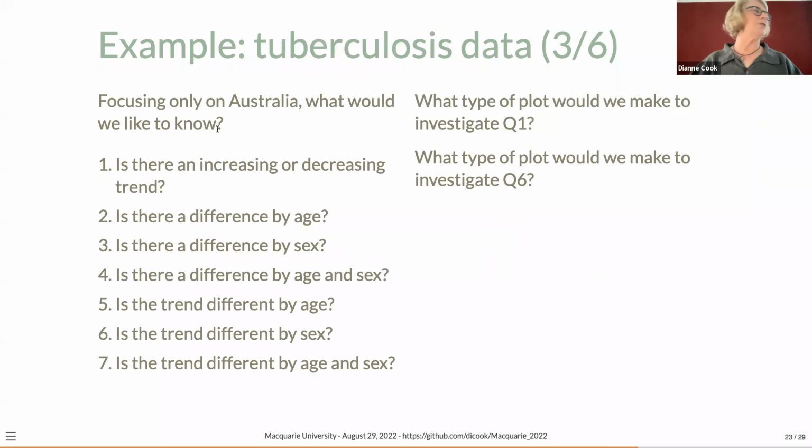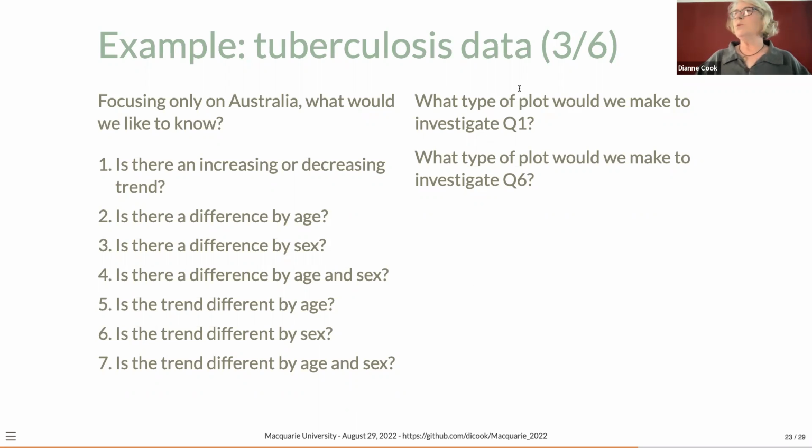I'm only going to focus on Australia, but the types of things that we would want to investigate are: is there an increasing or decreasing trend in tuberculosis incidence? Is there a difference by age? Is there a difference by sex? Is there a difference by age and sex? Is the trend different by age? Is the trend different by sex? Is the trend different by age and sex? That probably covers most of the things. It's not that complicated data.